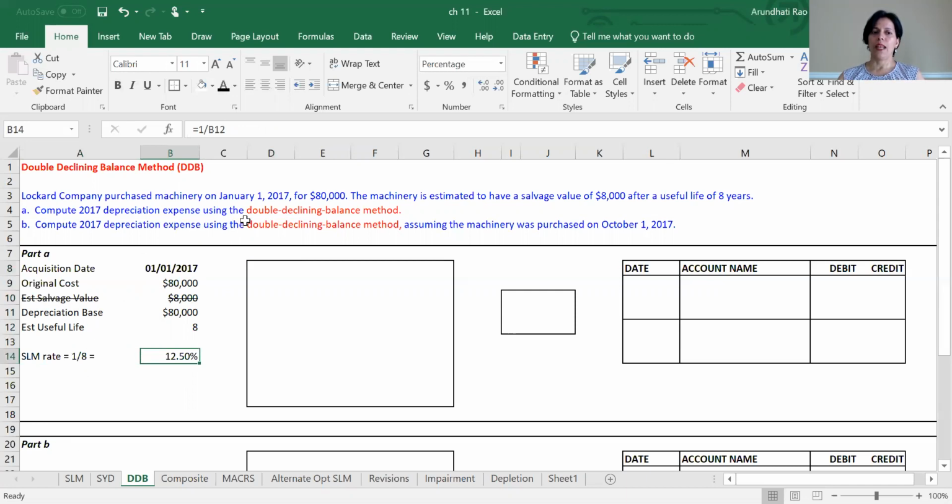In this problem, I've been asked to use the double declining balance method. So I double the rate. That's where the word double comes from. I'm going to double the rate. So 12.5 times 2 is 25%.